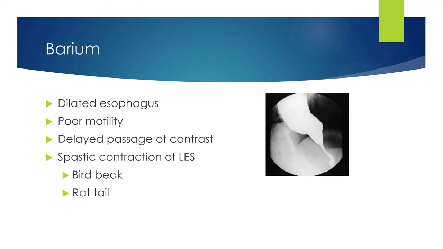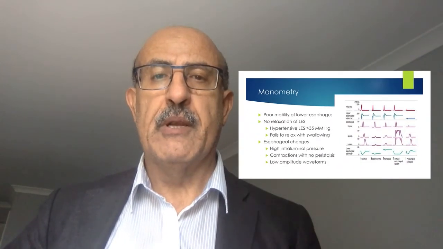And eventually, when the contrast passes through, it will be in a very peculiar manner, which is called the rat tail or the bird beak's appearance of the lower part of the esophagus. Also, on plain abdominal X-ray, it's notable that there is no gastric air bubble that you see on a plain abdominal X-ray, due to the inability of the patient to adequately swallow air and clear the esophagus from the swallowed air and saliva.